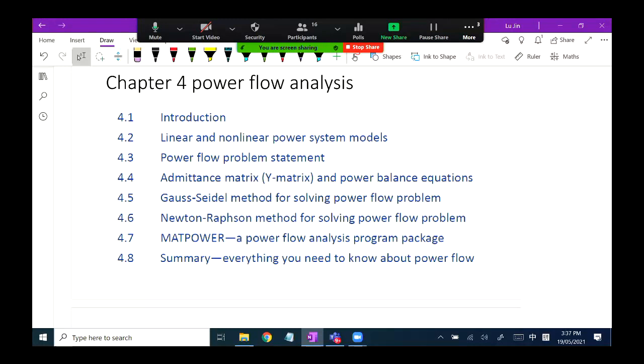Okay, you must know how to calculate the admittance matrix based on the impedance given in the question, and then the power balance equation. The first 4 sections of chapter 4 are pretty okay, not so hard. Right? The hard parts are given next, GS and NR, so Gaussian and Newton.